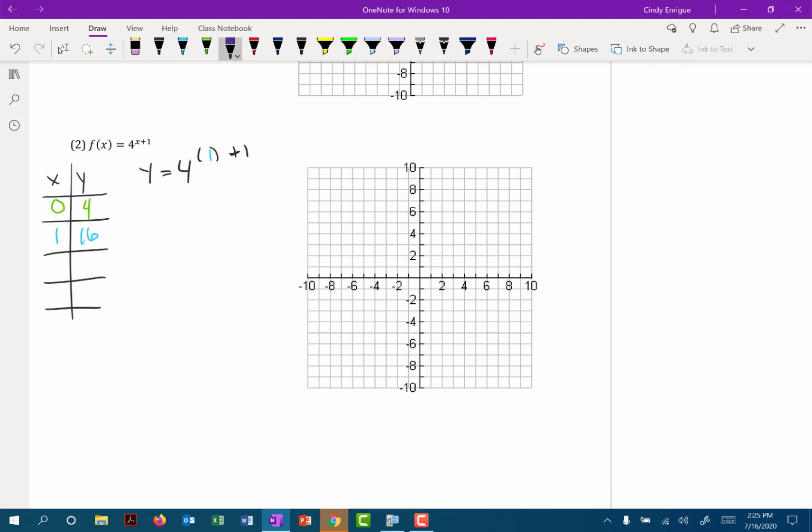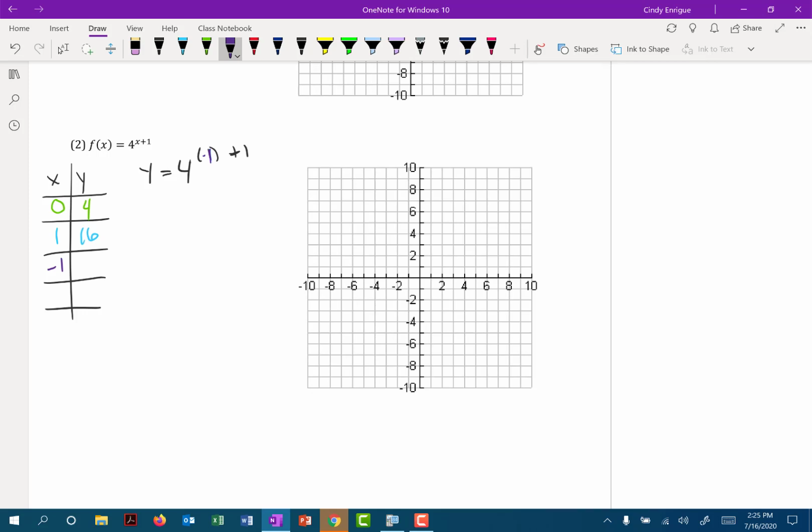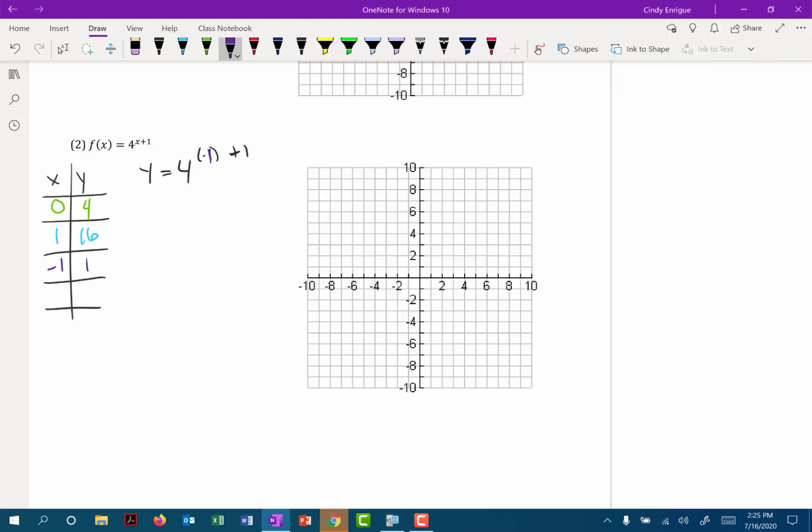So let's see what happens when I plug in a negative 1. So if I'm plugging in a negative 1, then I would have 4 to the power of negative 1 plus 1. And that gives me 1. So it looks like if my numbers are negative, I'll still be on my graph.